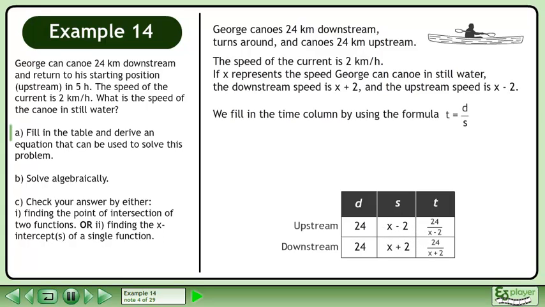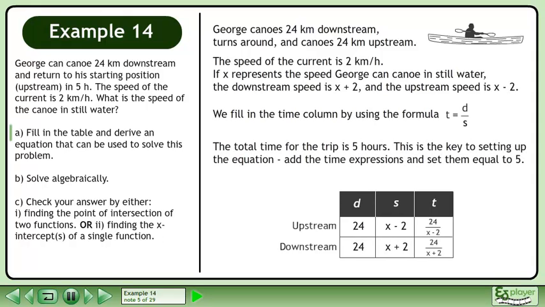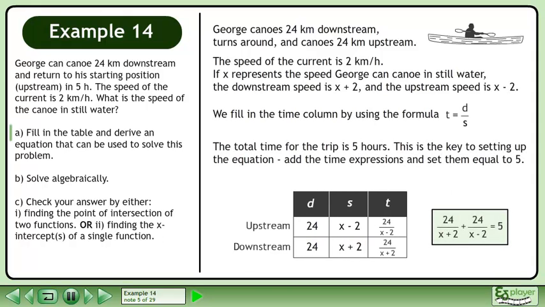We fill in the time column by using the formula time equals distance over speed. The total time for the trip is 5 hours. This is the key to setting up the equation. Add the time expressions and set them equal to 5. The equation is 24 over x plus 2 plus 24 over x minus 2 equals 5.